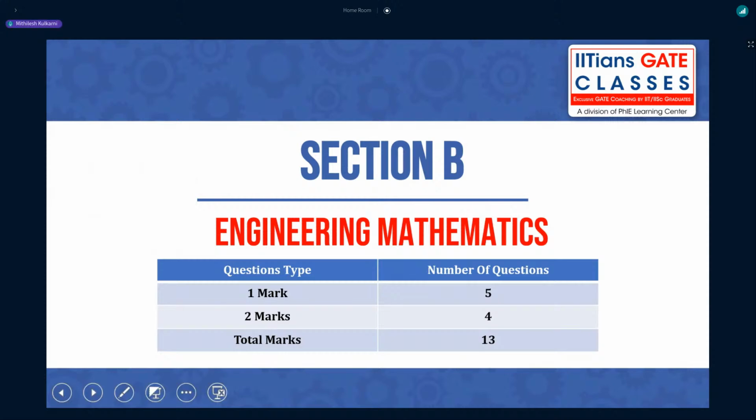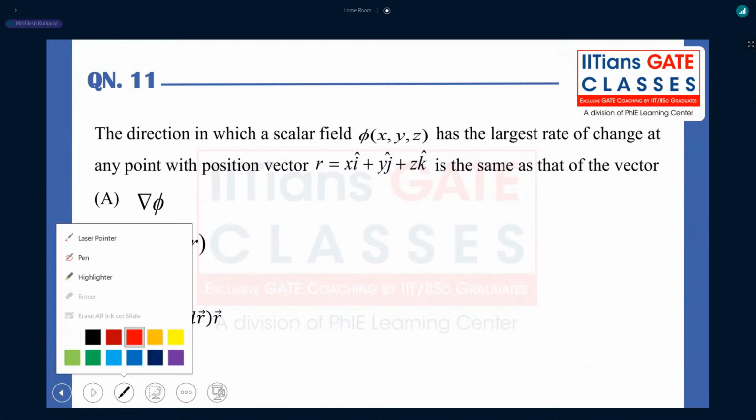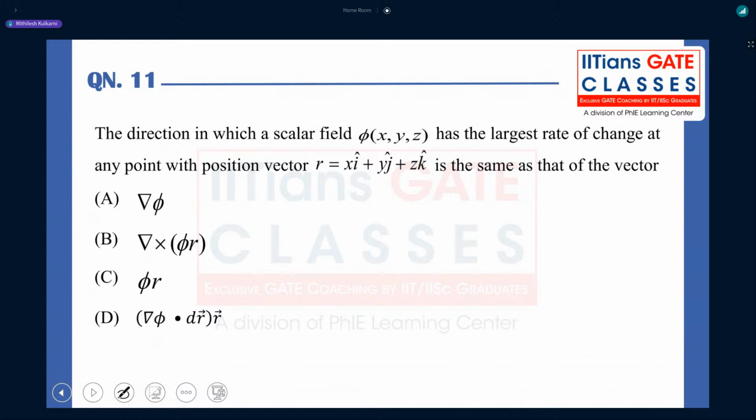The first 5 questions will be for 1 mark and later there will be 2 mark questions. Starting with the first question, it was question number 11 in the paper. The direction in which scalar field phi has the largest rate of change at any point with a position vector r equal to xi plus yj plus zk is the same as that of vector.